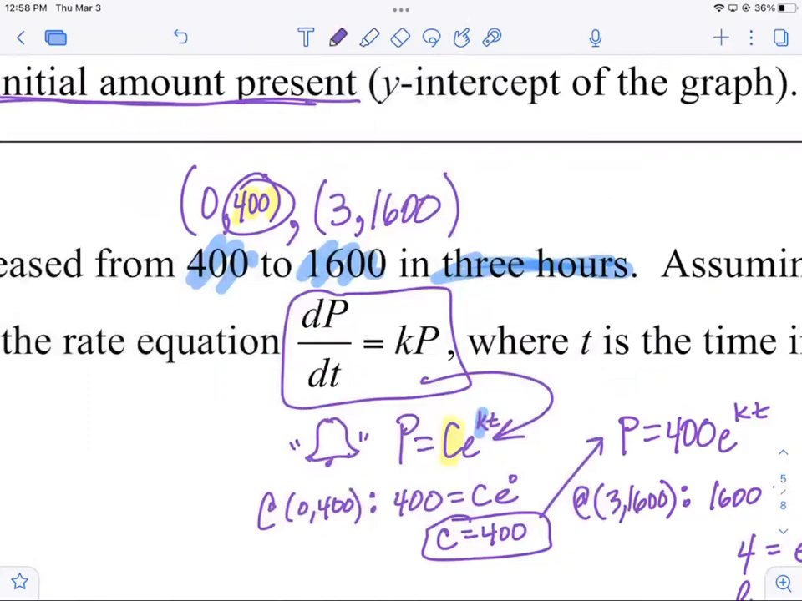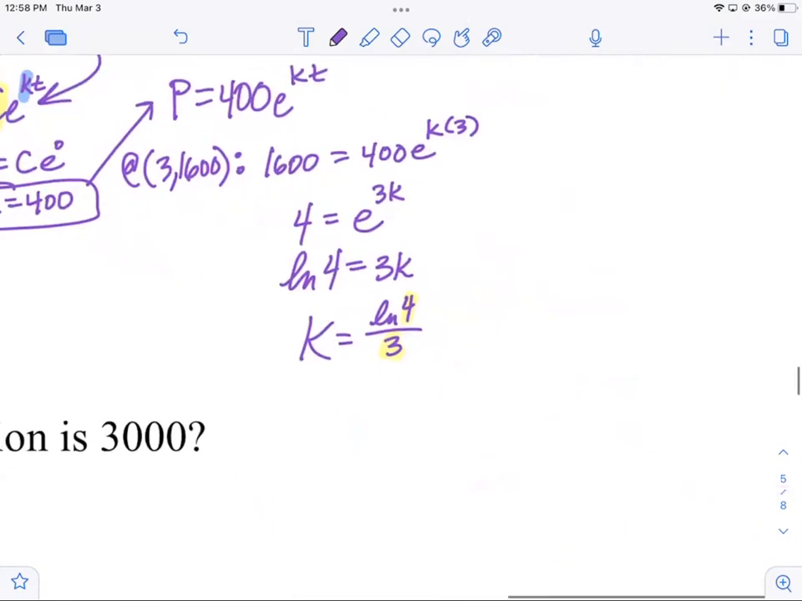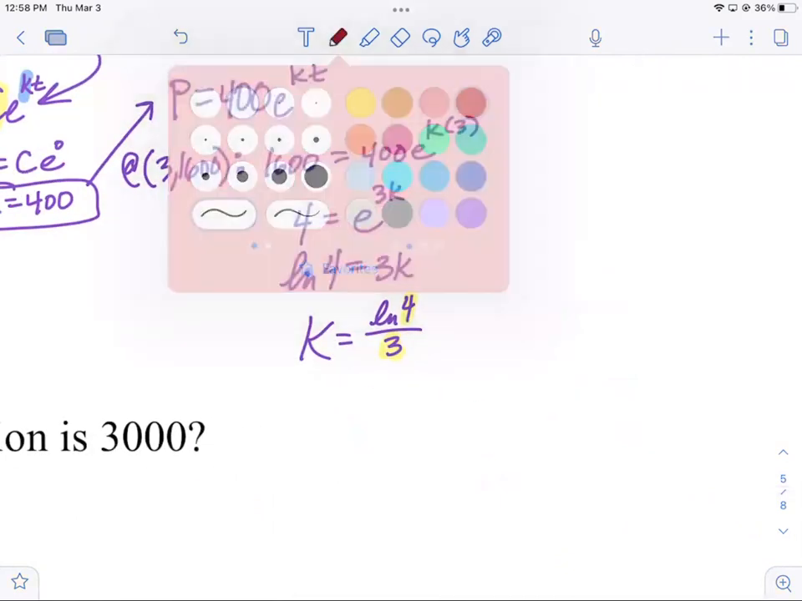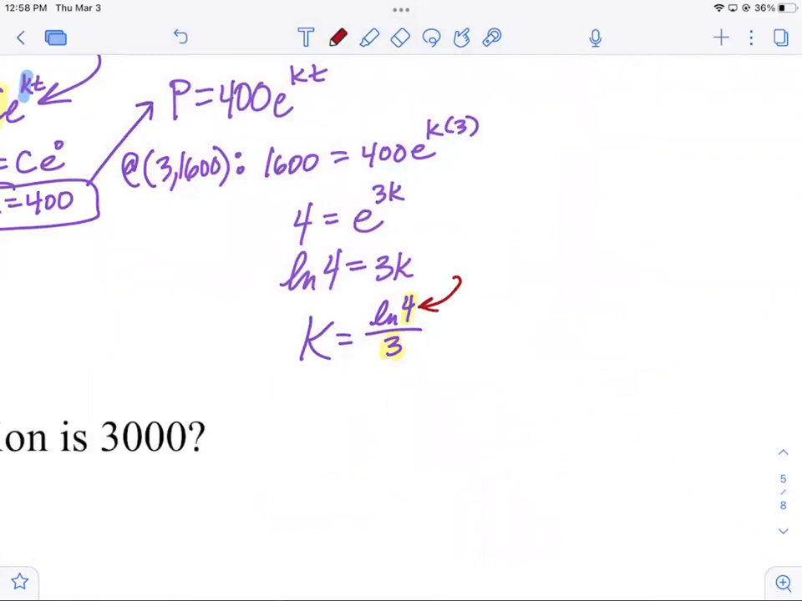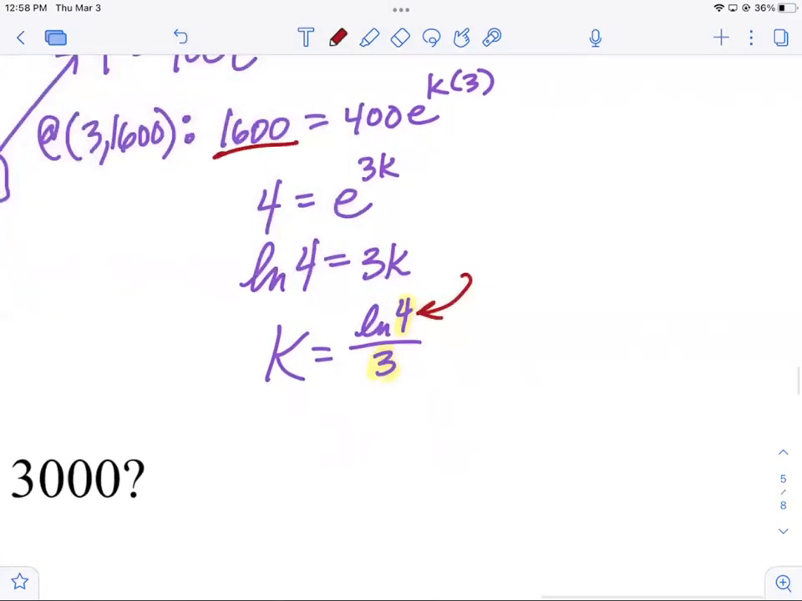it went from 400 to 1600. Let's see. That increased by what scale factor? 4. It increased by a factor of 4 in 3 hours. It quadrupled in 3 hours. Is the quadrupling 4? Is that where this 4 came from? Yes, because that's what happened when I divided 1600 by 400. So that 4 is your scale factor.